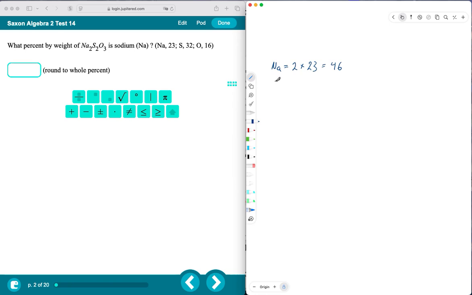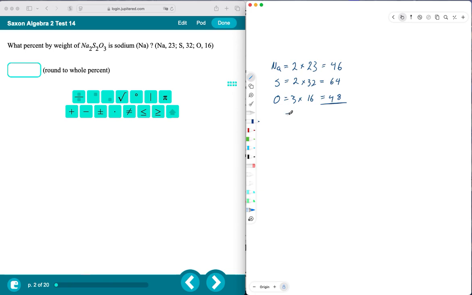Then we have sodium, or wait, this is sulfur. Sorry. And there's two of those, and the weight of the sulfur is 32. It's S. I'm calling it sulfur. 2 times 32 is going to be 64. And then we have oxygen. There's 3 of those. So oxygen is equal to 3 times, and the weight of oxygen is 16. And 3 times 16, that'll be 8, carry a 1, 48.